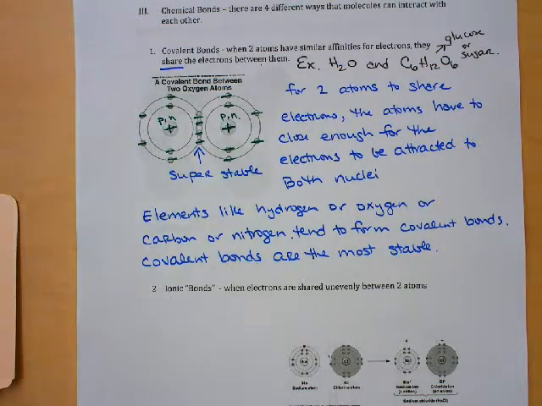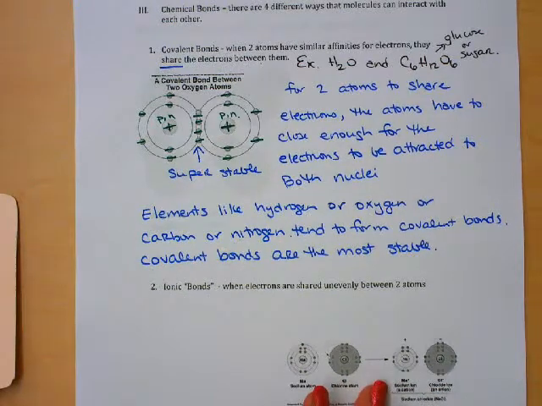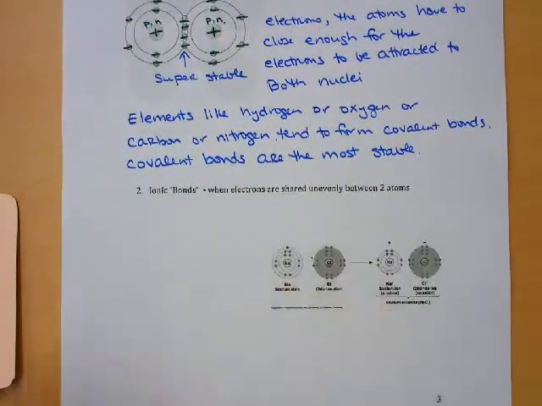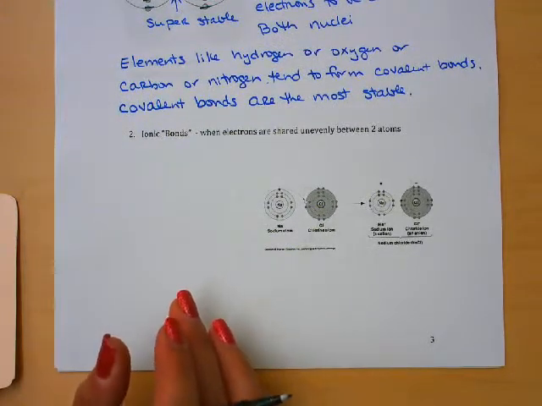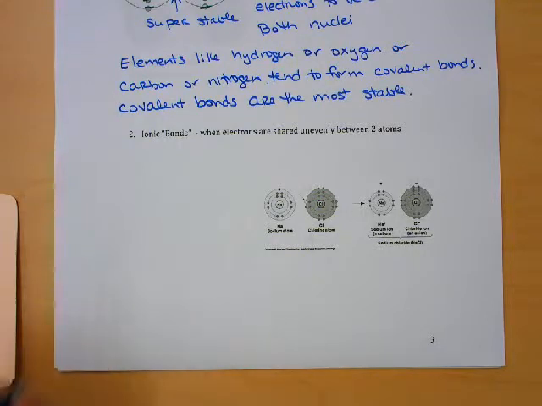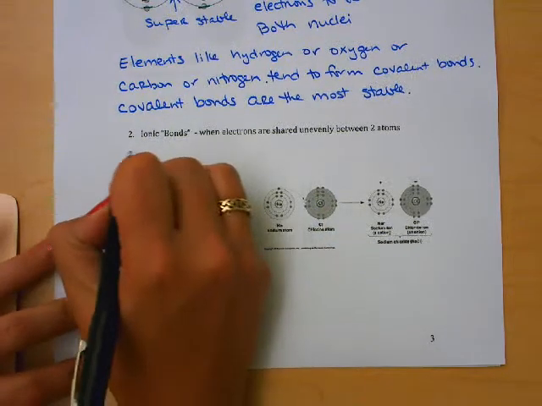Alright, so then let's talk about ionic bonds. I use bonds in quotations because it's not exactly the same as a covalent bond, right? If you're thinking of a bond, not a James Bond, but a regular bond, it's sharing electrons. Ionic, quote-unquote, bonds don't share, they steal. An ionic bond is when electrons are shared unevenly between two atoms.